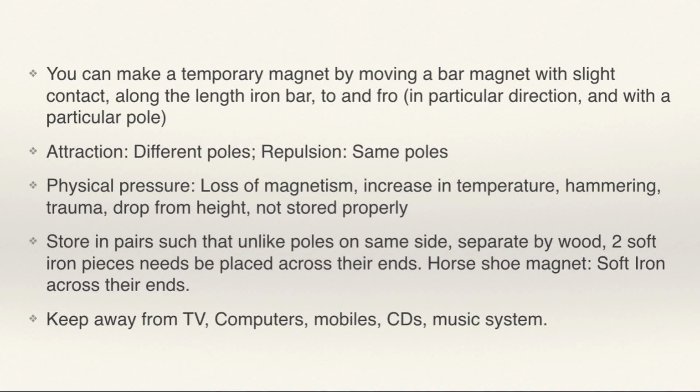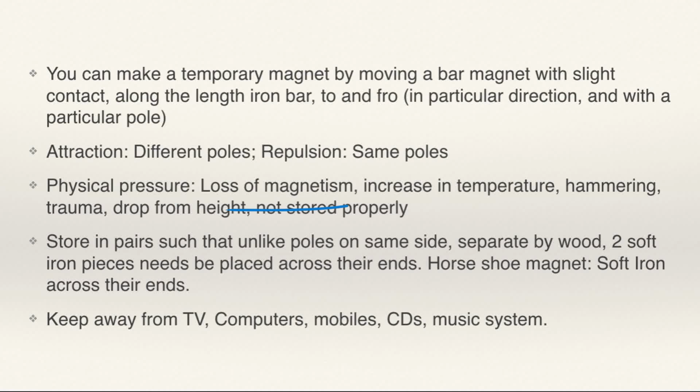Obviously we can make a temporary magnet by moving a bar in one particular direction again and again from a particular pole, and we do not need to cross it in the opposite direction, otherwise it will not be formed. Now when it comes to attraction, same poles will repulse each other while different poles will attract each other. It's basic physics.